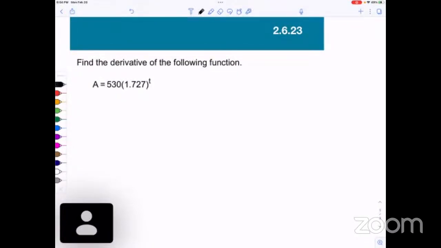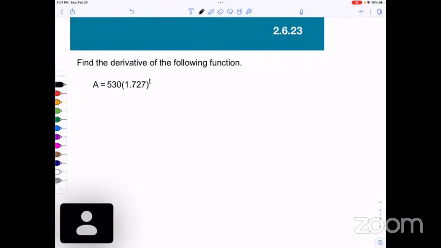Find the derivative of the following function, right? This derivative is going to be similar to the derivative of e to the x. Remember, the derivative of e to the x is itself, but the only augmentation here is we need to multiply by the natural log of a, right?